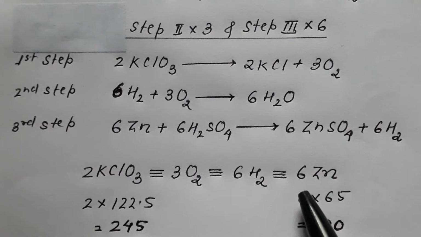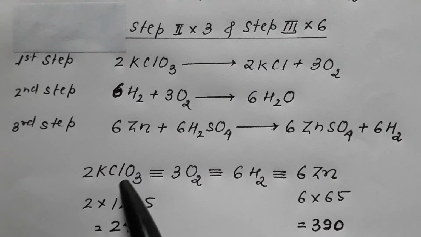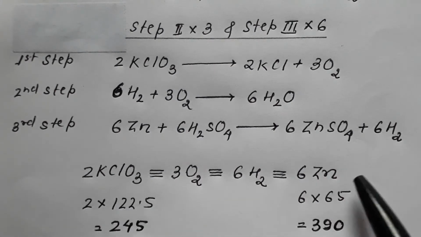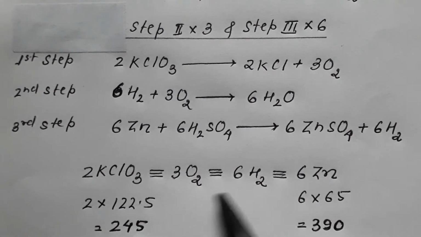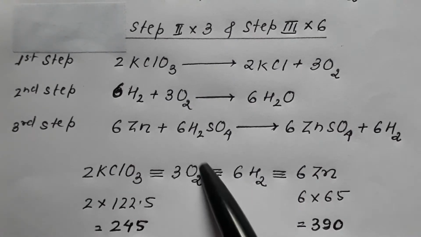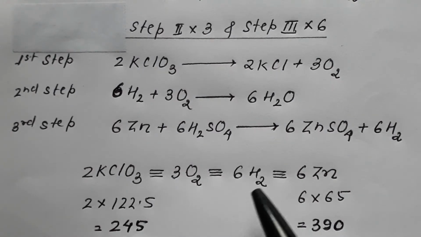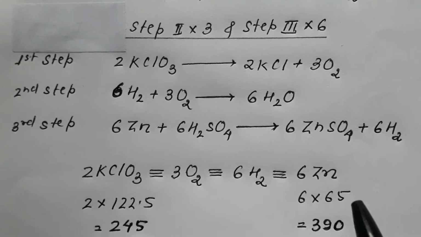So in the question, we have been given KClO3 and we have been asked for zinc. The other components, as I told you, are not considered. Nothing has been asked with respect to oxygen or hydrogen. So only KClO3 and zinc are the two components which need to be related according to this equation. We have been given the value of KClO3 and we have been asked for the zinc. So let us consider them.